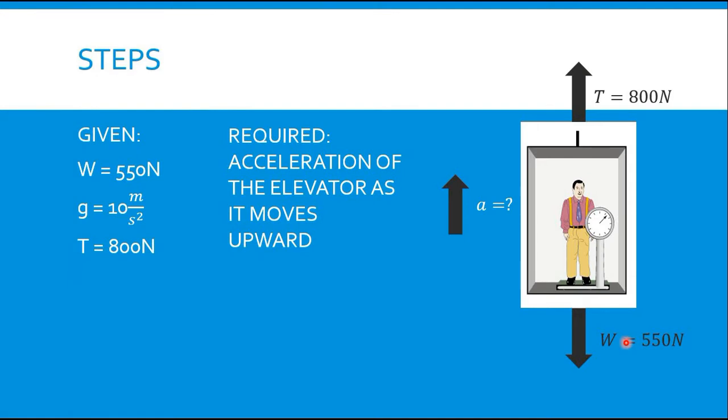So here are the steps on how we can find the answer to the given problem. First and foremost, we must get the givens: W, which is 550 Newtons, g with 10 meters per second squared, and T with 800 Newtons. The required is the acceleration of the elevator as it moves upward. In the right portion of the slide, we can see the illustration of the whole problem.